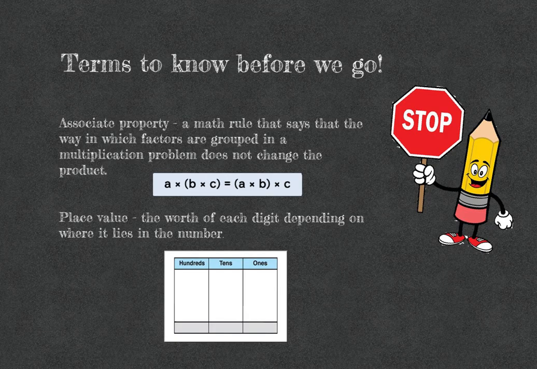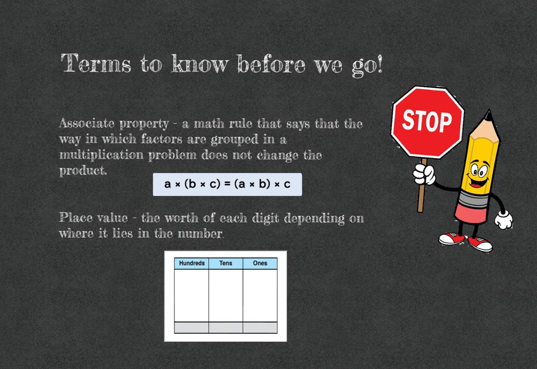Before we get started, here are a couple of terms to know. The associative property is a math rule that says that the way in which factors are grouped in a multiplication problem does not change the product. Place value is the worth of each digit depending on where it lies in the number. Here we can see a place value chart showing ones, tens, and hundreds.